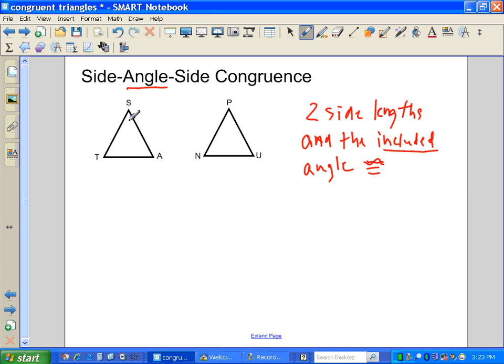So, let's say we knew that angle S was congruent to angle P, and that we also knew that ST was congruent to PN, and that SA is congruent to PU. So then we have this side length, and the included angle, the angle in between, congruent to this side length and the included angle. So we would say triangle SAT is congruent to triangle PUN by side angle side congruence.